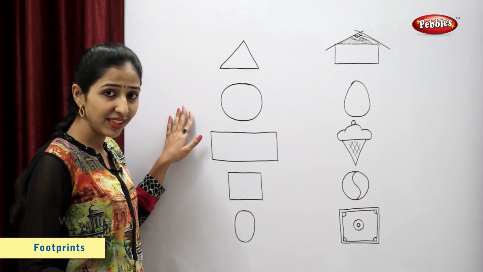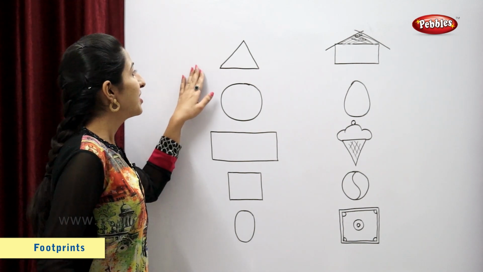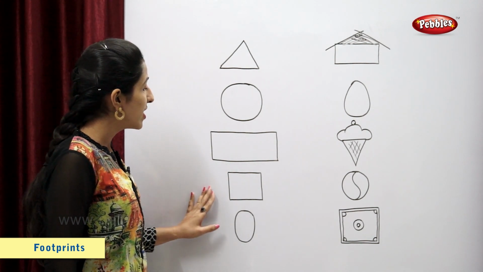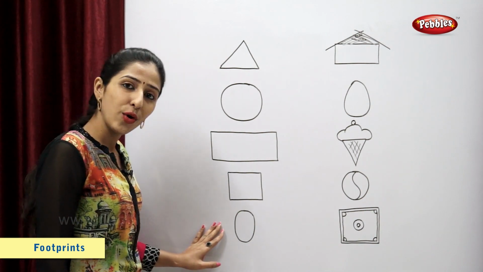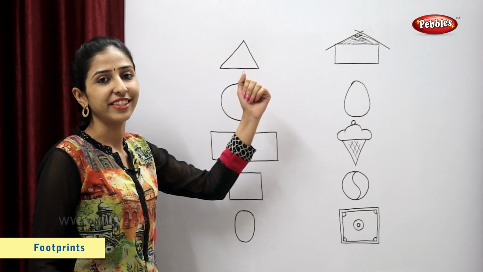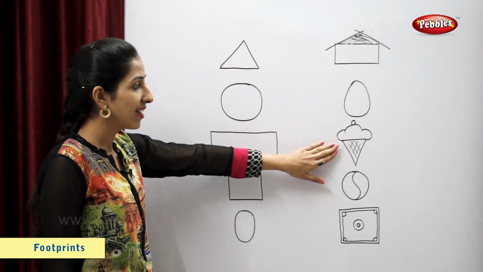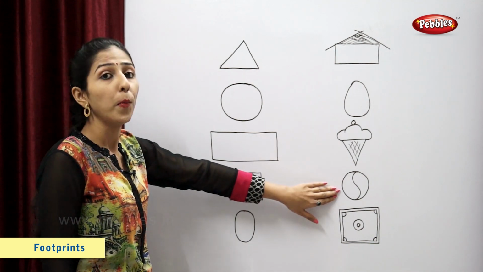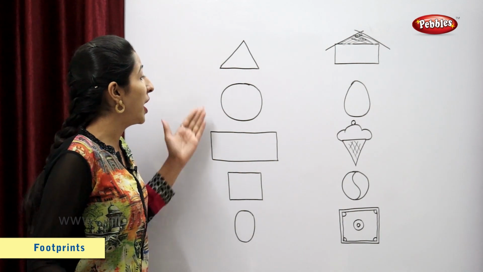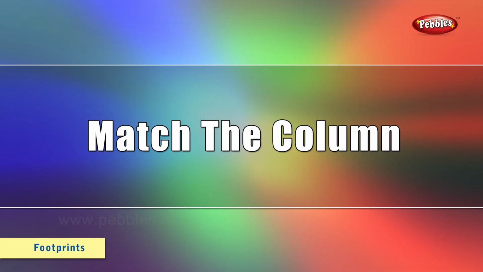Students, on one side, I have drawn shapes. The shapes are triangle, circle, rectangle, square and oval. On the other side, I have drawn figures. Figures are hut, egg, ice cream, ball and a carom board. Now help me to match shapes and figures. Match the columns.